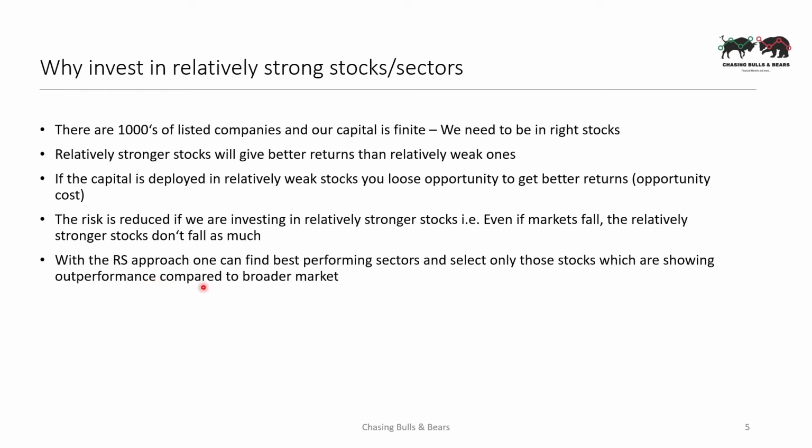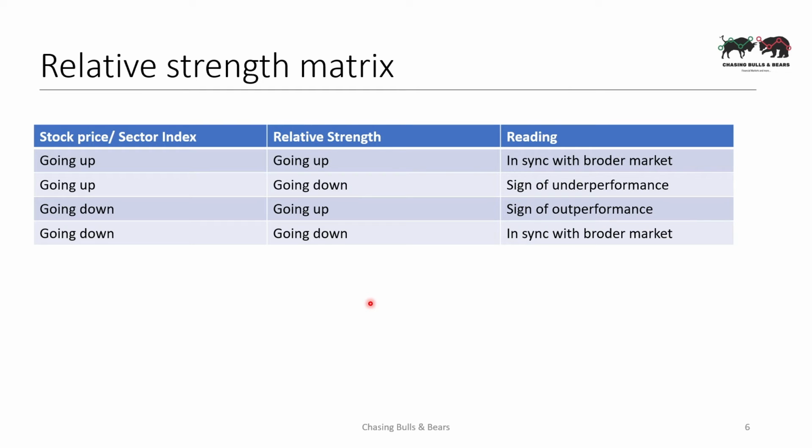With the RS approach, one can find the best performing sectors and select only those stocks which are showing outperformance compared to the broader market or the benchmark index, which is Nifty 50. RS study can help us to find the stronger names. Now, this is the matrix which I have created, and we can also go through some examples and understand it better.